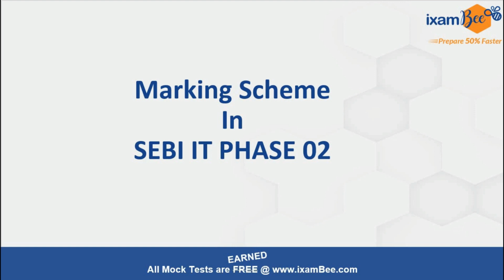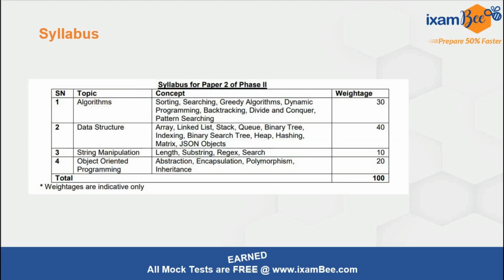Okay, so this particular video is only about the IT part, that is the SEBI IT Phase 2 paper 2. English descriptive is pretty much similar to the other exams, so we are not discussing that in this video. We are going to discuss fully the paper 2 of the Phase 2, that is the complete IT coding paper. So before going ahead, we should know what syllabus we have to cover for this paper.